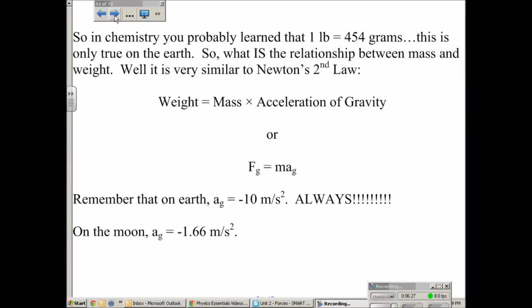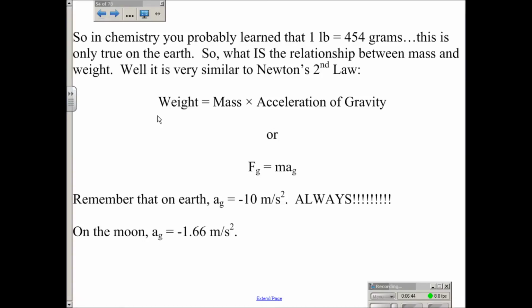Now, what's the connection between weight and mass? Well, in chemistry, you probably learned that a pound is 454 grams. Unfortunately, that's only true on the Earth. In physics, we use a more solidified relationship between mass and weight, and it's very similar to Newton's second law. And here's what it says.